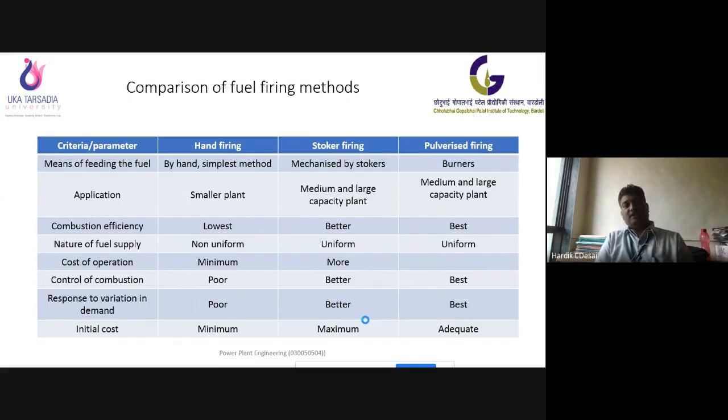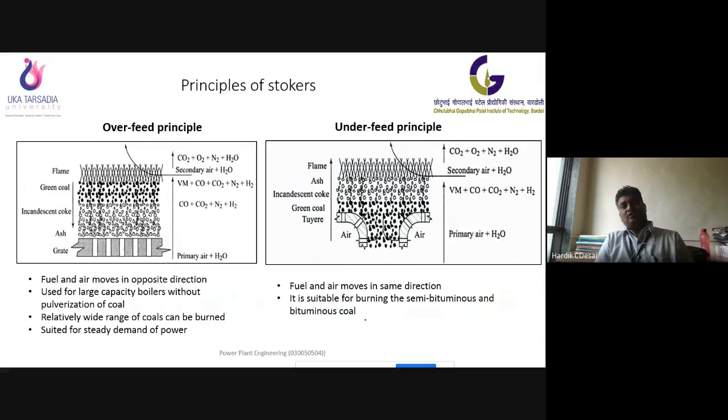So let us start with the stokers, overfeed and underfeed stokers. Let us start with the overfeed stoker and its working principle. Now, in this one, if you observe, you have this foundation or fuel bed. This is called the grate. This grate has a number of holes from which the air will be supplied.